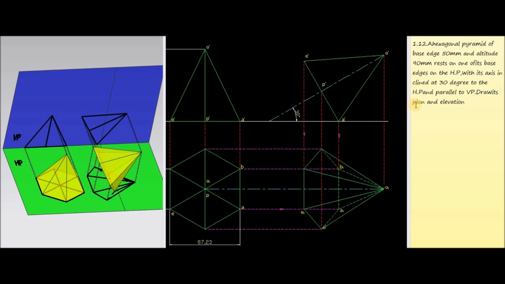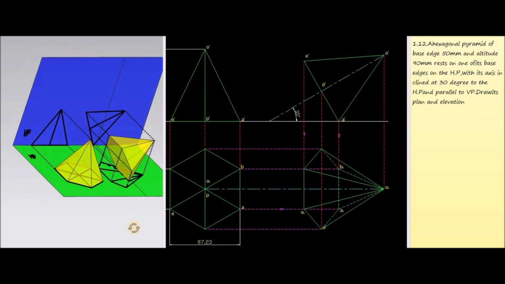The question is: a hexagonal pyramid of base edge 50 mm and altitude 90 mm rests on one of its base edges on the HP, with its axis inclined at 30 degrees to the HP and parallel to the VP. Draw its plan and elevation.